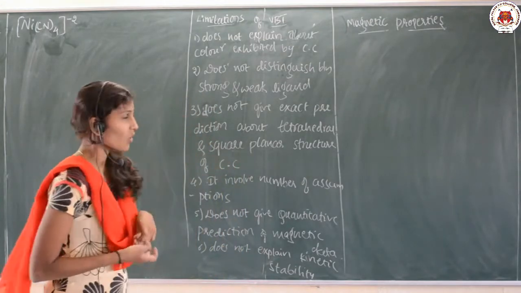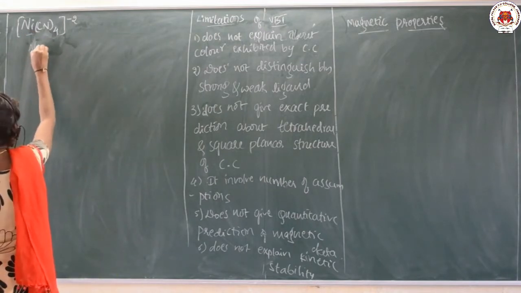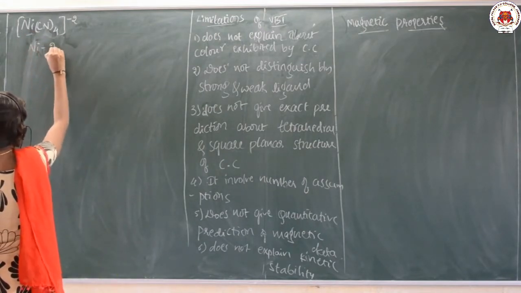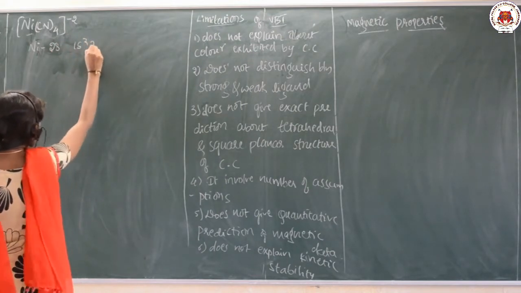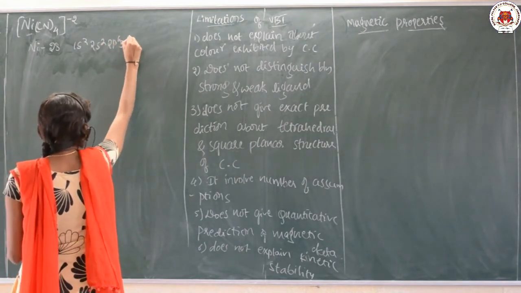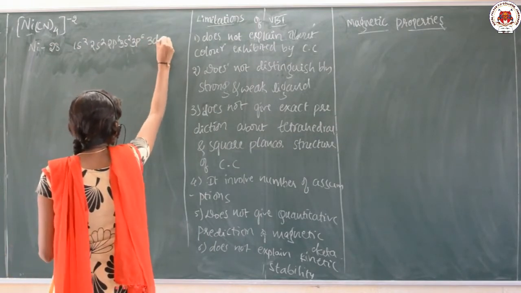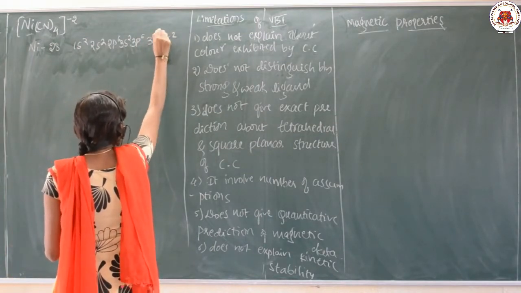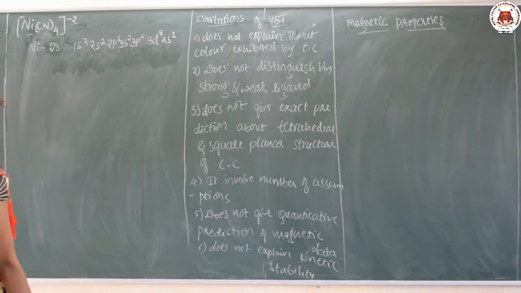So, let us go for the central metal atom. Which is the central metal atom here? Nickel is the central metal atom whose atomic number is 28. So, the configuration will be 1s2, 2s2, 2p6, 3p6. Okay. So, this is the electronic configuration of the nickel.